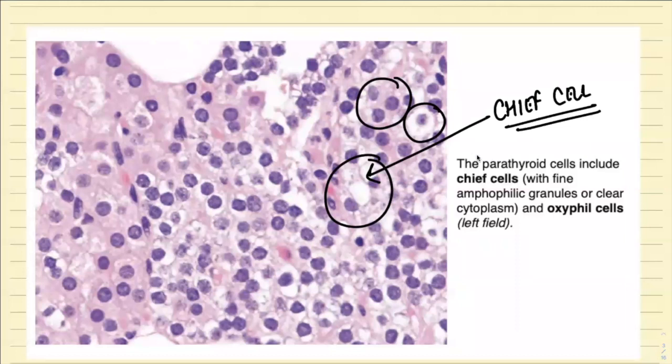These are your chief cells, which are the predominant cells of the parathyroid. This is the basic cell, the chief cell, which is responsible for secretion of the hormone, parathormone.